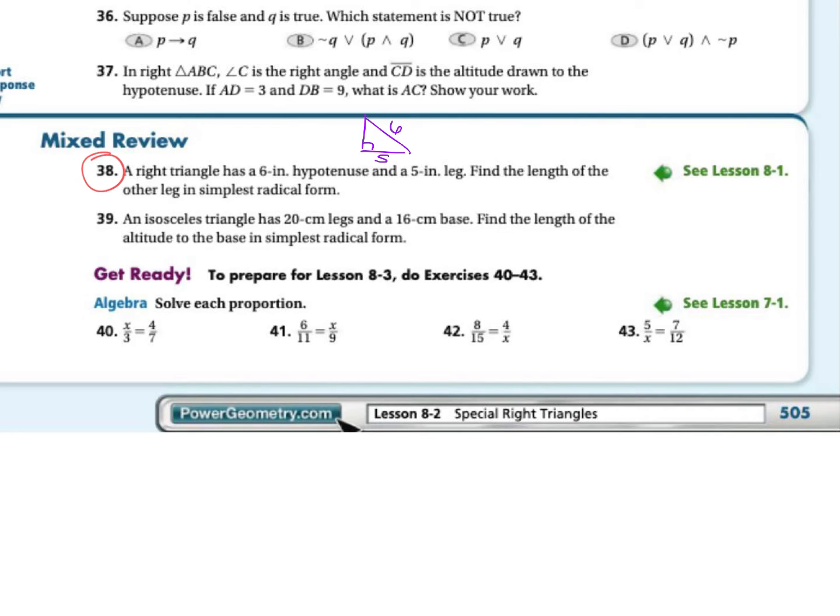And I think a lot of you, because you were in 45, 45, 90 mode, thought it's got to be a 45, 45, 90. But they didn't say that. They just said a right triangle. So how do you find the third side of a right triangle?